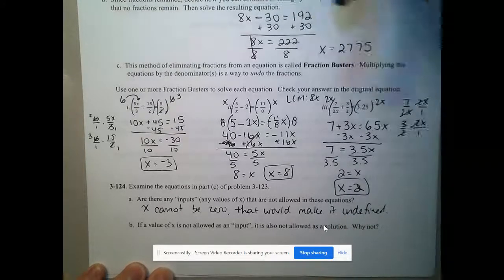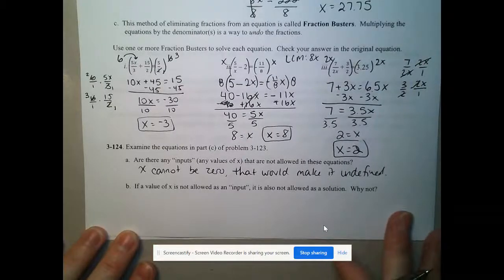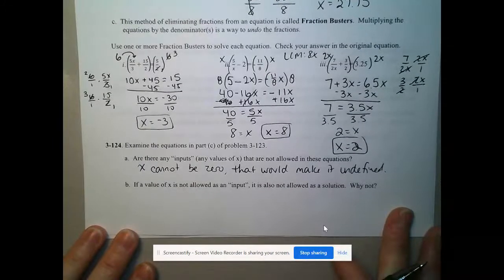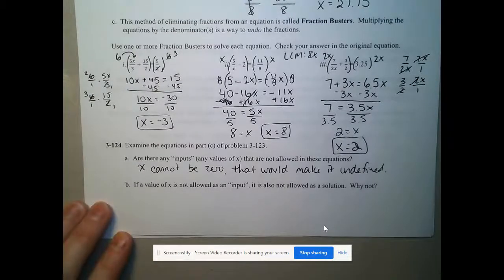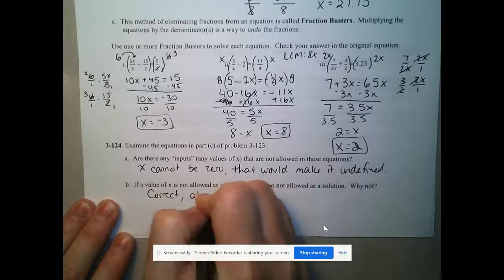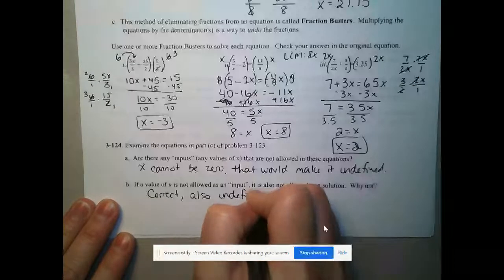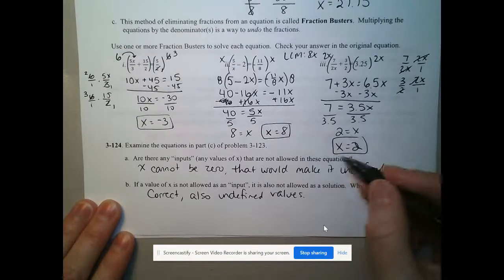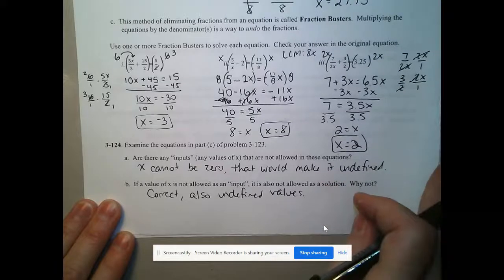If a value of x is not allowed as an input, it is also not allowed as a solution. Why not? Well, if it's not allowed as an input, it also can't be the solution because basically what you're doing is you're finding the input when you solve it. That would also result in undefined variables. So we would say correct, also undefined values. So that would be the same issue. X cannot be 0. The input cannot be 0 means the same thing. So your solution cannot be 0 because basically you're solving for possible inputs.